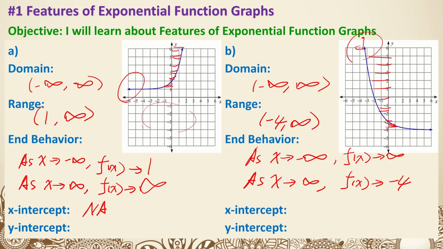X-intercept on the first one does not exist. The y-intercept on the first one, remember, x-intercept and y-intercept are points, so it's (0, 2). Second one, x-intercept does exist. It is at (-2, 0), and the y-intercept is at (0, -3). These are all the things we have learned in the previous unit.